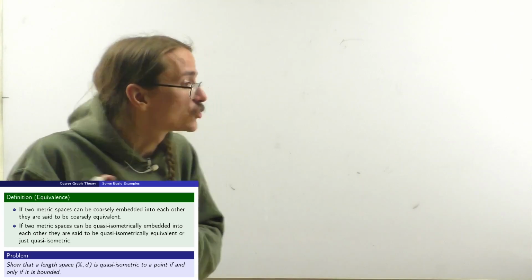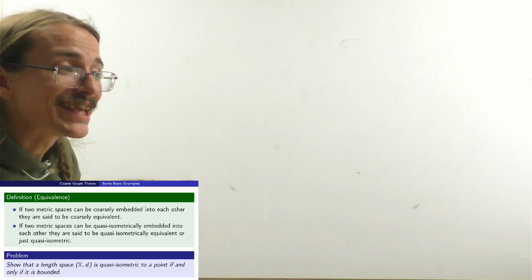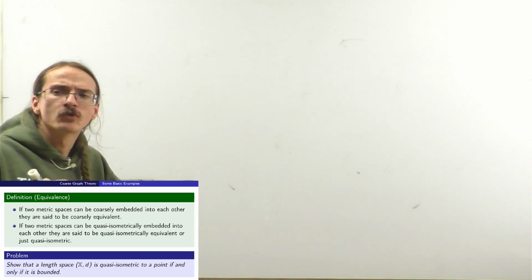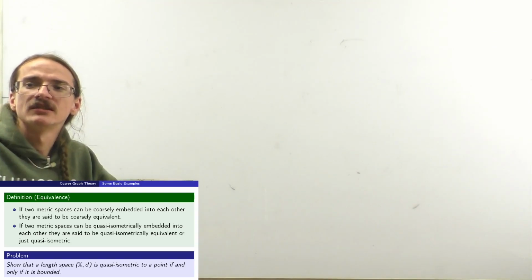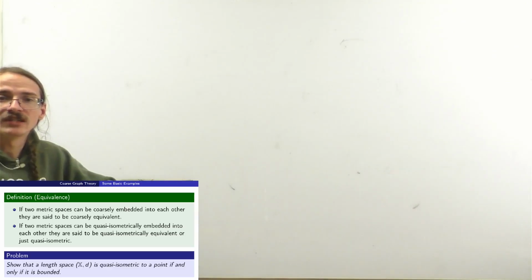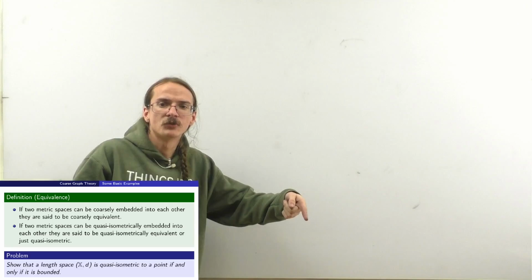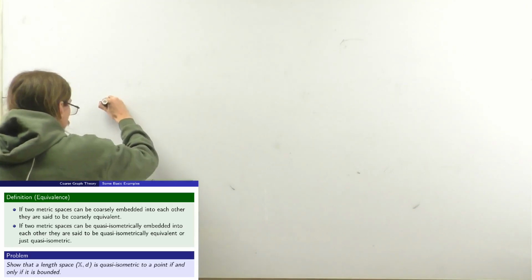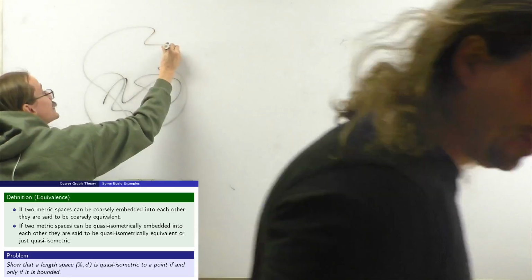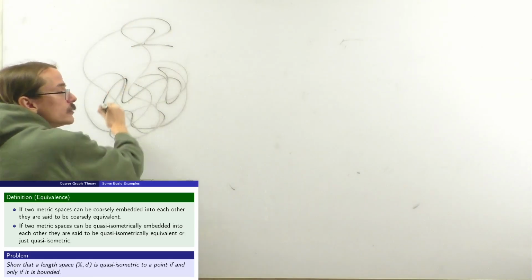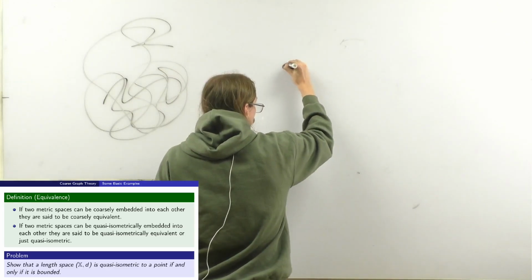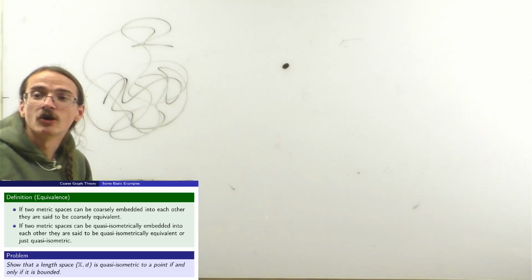Okay, so we want to take a bounded space and we want to show it's quasi-isometric to a point. Being quasi-isometric means that I can embed one into the other and back. We don't know much about the space except that distances are given by shortest paths, and here's a point. We know just about everything there is to know about it.